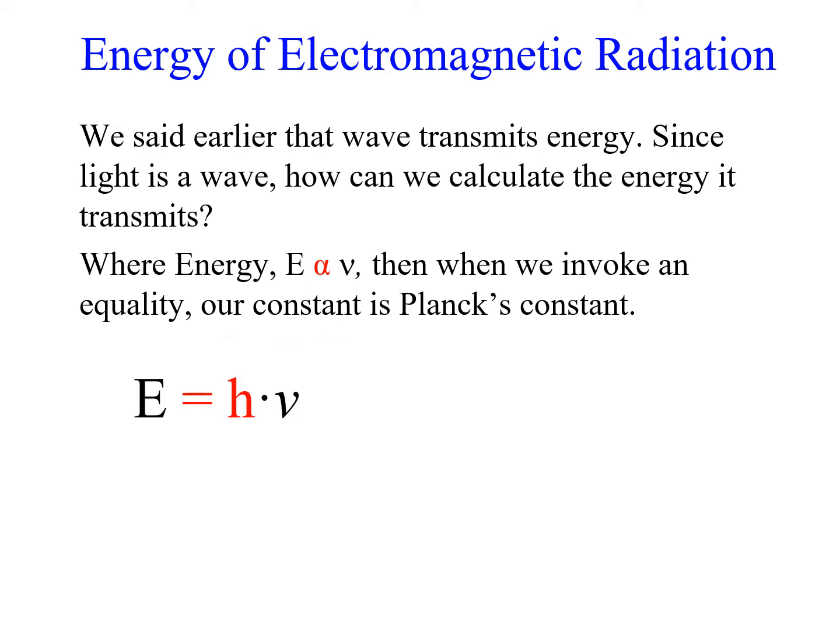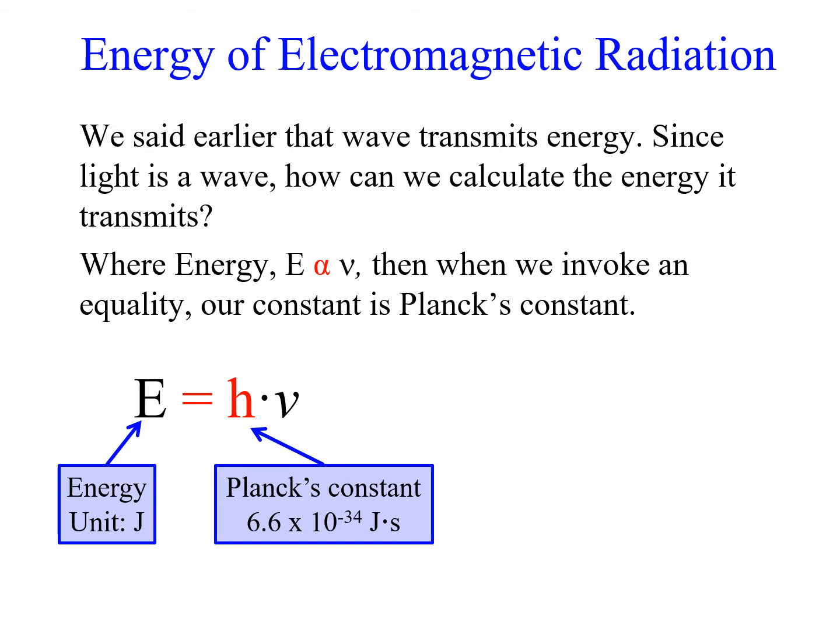And so energy is equal to Planck's constant times nu. And Planck's constant is 6.6 times 10 to the minus 34th joule seconds. And energy, of course, is in joules. And so what are the units for nu? Reciprocal seconds. And so our seconds will cancel out. And what are we left with? Joules. And so we can do our substitution for nu. We can say that energy is equal to Planck's constant times the quantity of speed of light divided by wavelength.